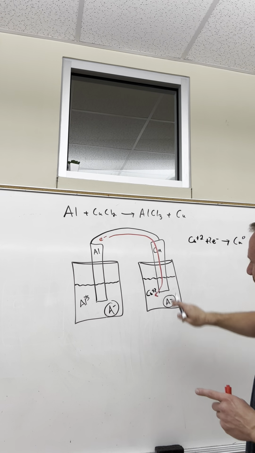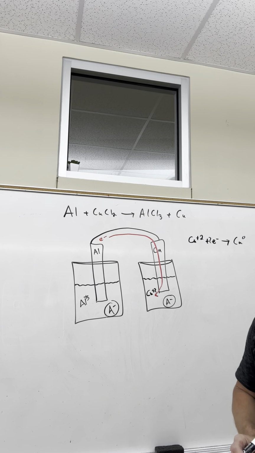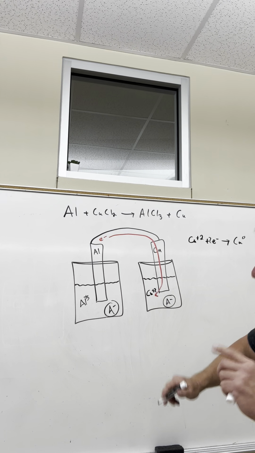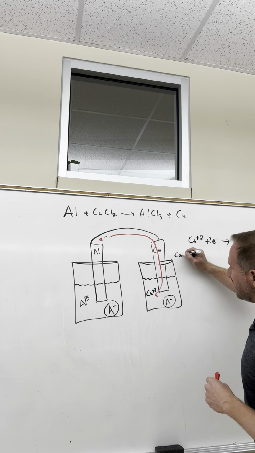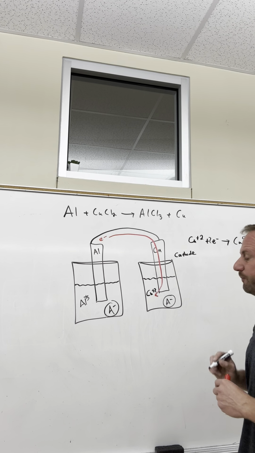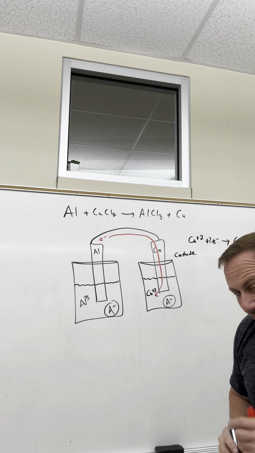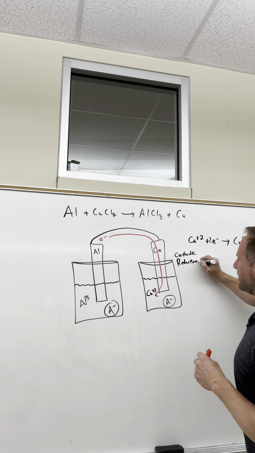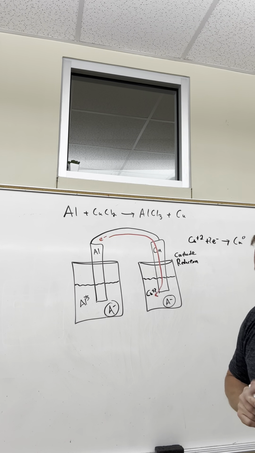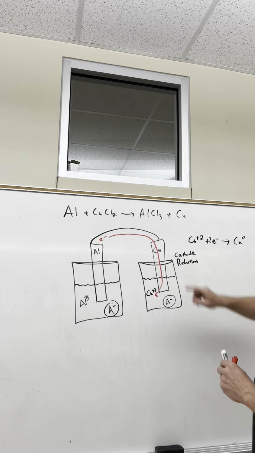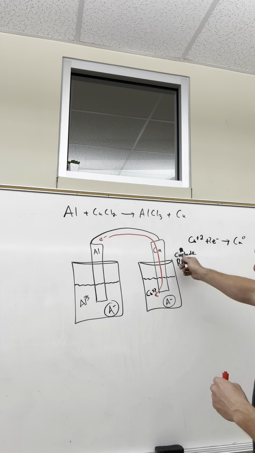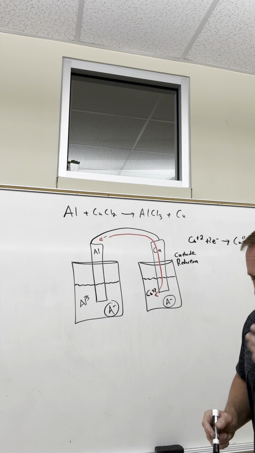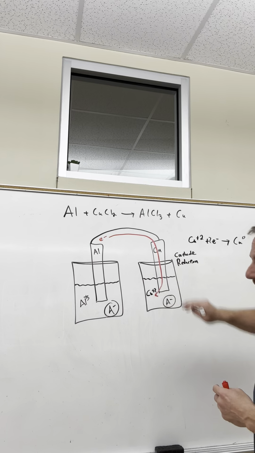And what we're going to say is this electrode here, specifically, we're going to say this is the cathode. Why a cathode? A cathode is the source where reduction is taking place. You can always remember red cat. So red cat, reduction cathode. This electrode is called a cathode specifically.